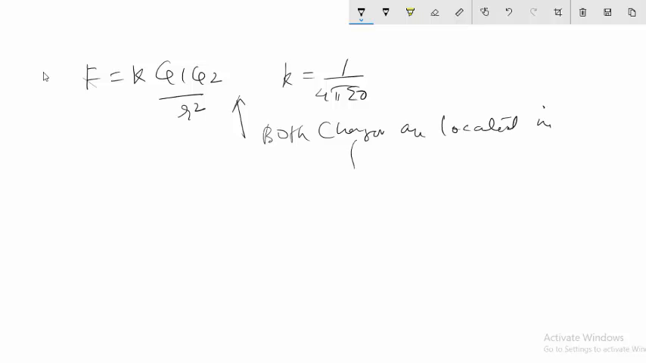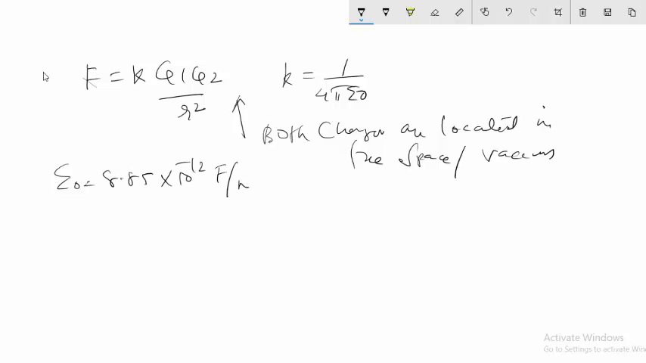free space or vacuum. So epsilon naught is equal to 8.85 into 10 raised to minus 12 farad per meter. So this is the unit of epsilon naught, and this is known as the permittivity of free space.